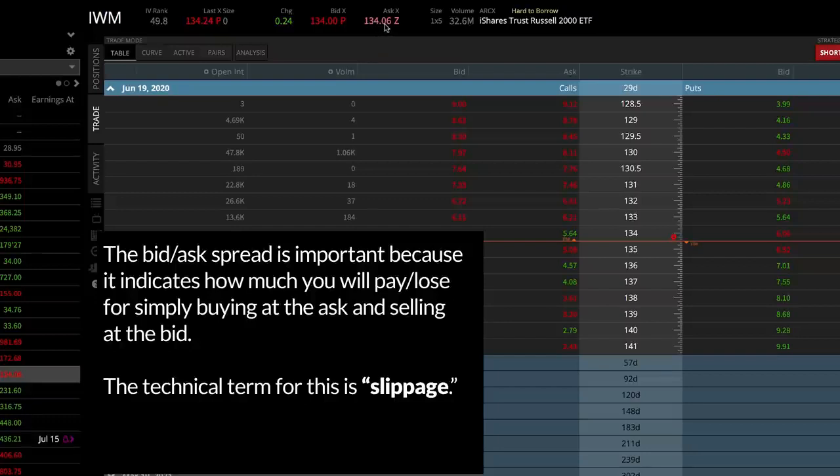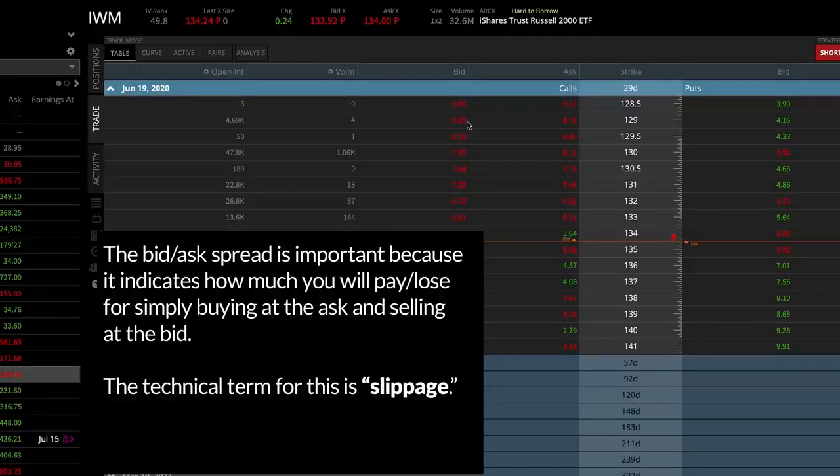$134.06. And then if I wanted to sell it immediately, I would have to go to those who are buying it, which means I have to go to the bidders or the bid price. So therefore, if I bought a share of IWM right now for $134.06 and then sold that share instantaneously, I'd have to go to the bid price of $134, and because of that, I would lose 6 cents for that transaction. So on just one share, I would lose 6 cents.